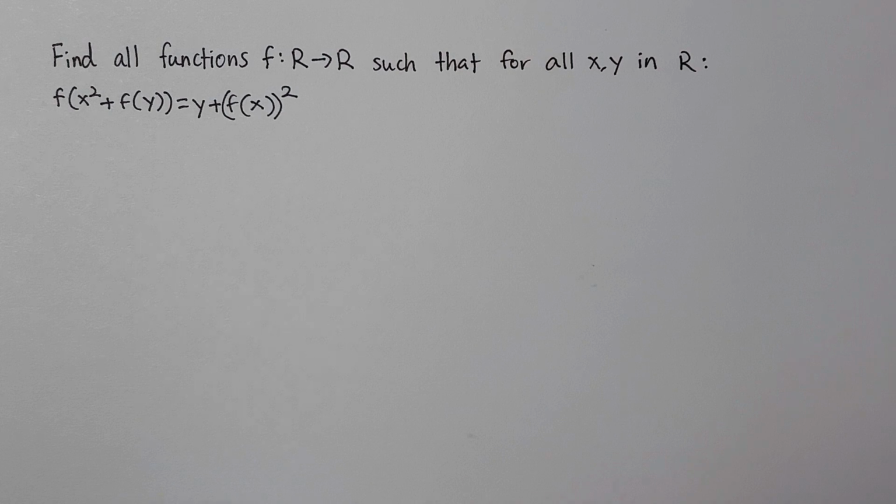In this video, we have the IMO 1992 problem 2. We have a functional equation, which is a type of problem that asks us to find all functions that satisfy a given property. The problem is: find all functions f from the real numbers to the real numbers, such that for all real numbers x and y, f of (x squared plus f of y) equals y plus (f of x) squared. Our goal here is to unravel the properties of f until we can determine its exact form.